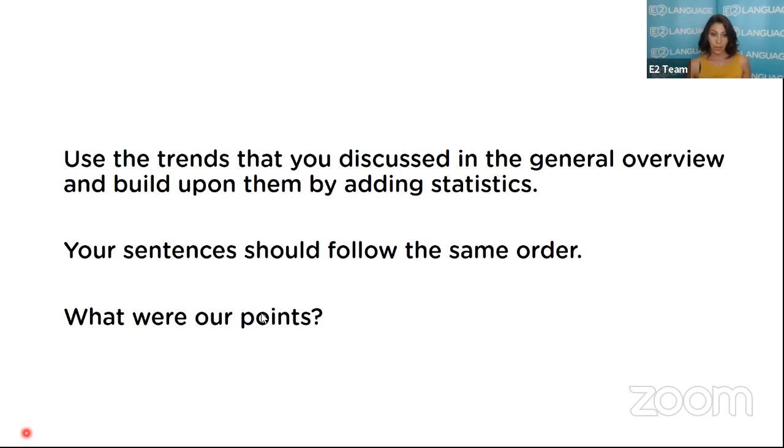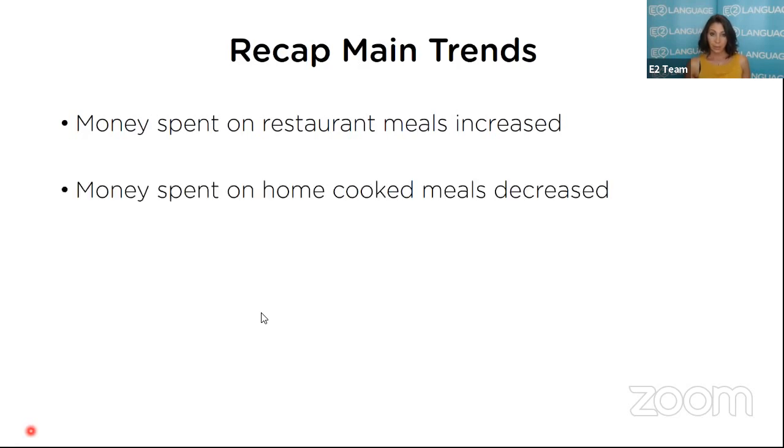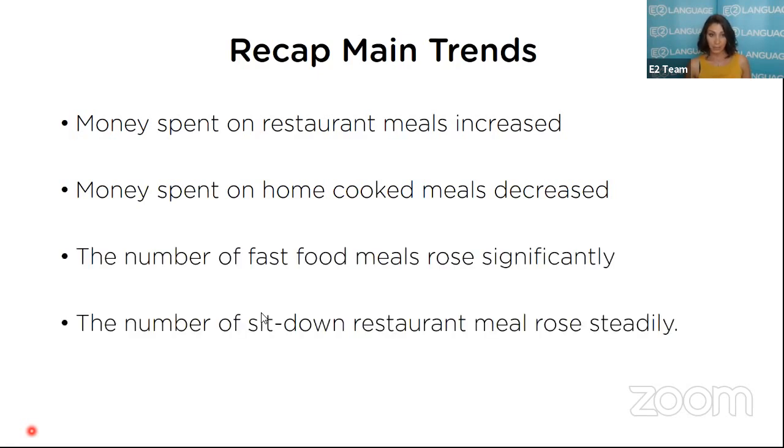So we need to review what our main points were. The money spent on restaurant meals increased. The money spent on home-cooked meals decreased. The number of fast food meals rose significantly. The number of sit-down restaurant meals rose steadily. Okay, so these were the trends that we identified, and these were the order in which we presented them in our general overview. So we're going to take those ideas, use the same order, and elaborate now in our next paragraph.